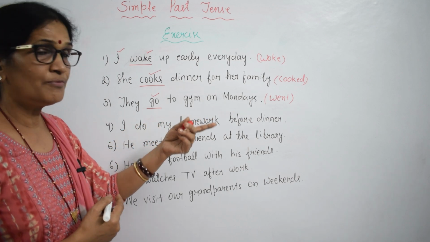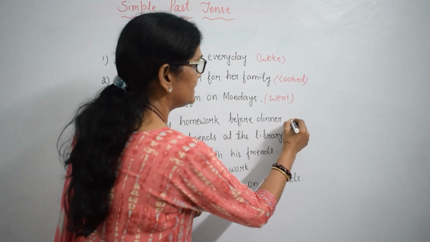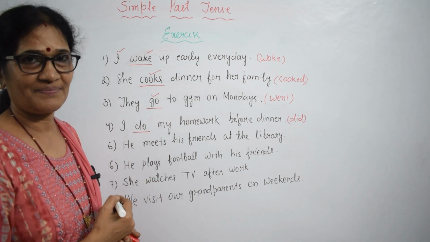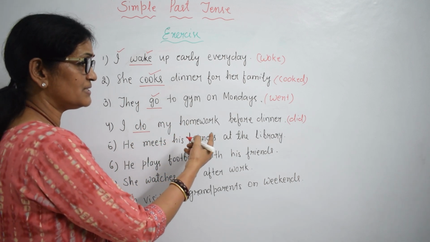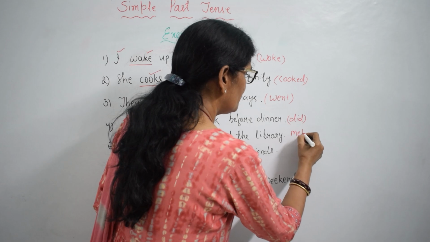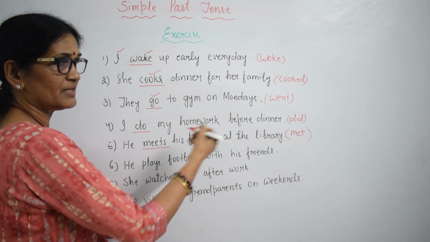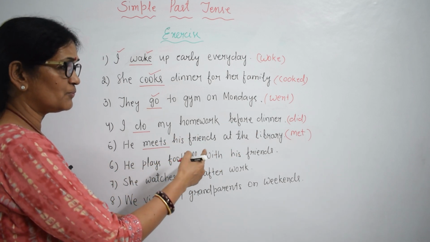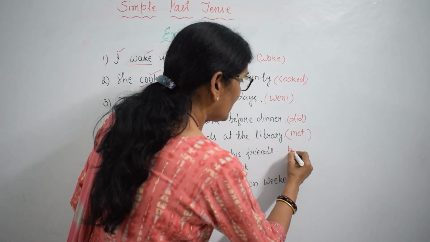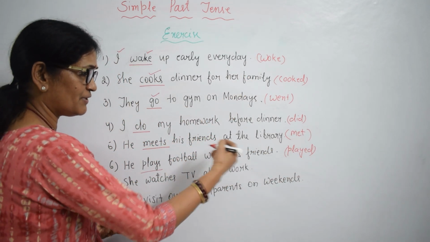I do my homework before dinner. Do is the main verb here. Base form of the verb. Its past form is did. I did my homework before dinner. He meets his friends at the library. Meets. Its past form is met. So the sentence will be: He met his friends at the library. He plays football with his friends. Plays. Present form of the verb. Change the verb into past. Played. He played football with his friends.